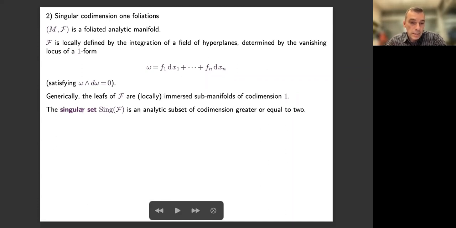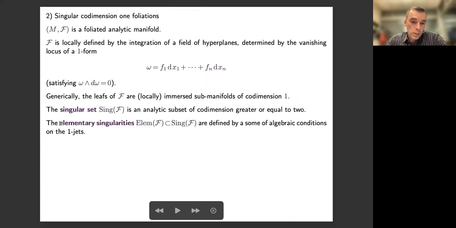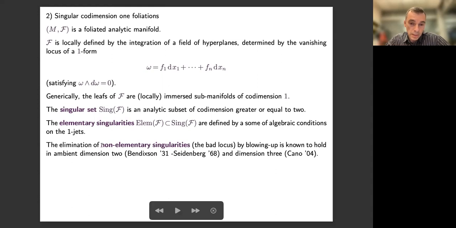Inside the singular set, there are some well-behaved singularities, which you call the elementary singularities, defined by some algebraic condition on the one jets, and there is the complement of this, which you call the bad or the non-elementary singularities, right? So in this case, the idea is to try to eliminate these non-elementary singularities by blowing ups, and this is an old result in dimension 2 due to Bendixson and Seidenberg, which has been generalized to dimension 3 by Felipe Cano in 2005.